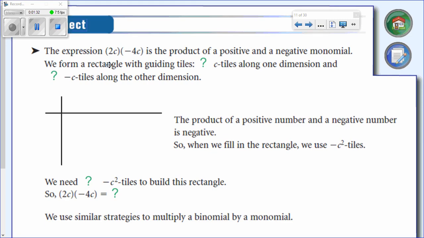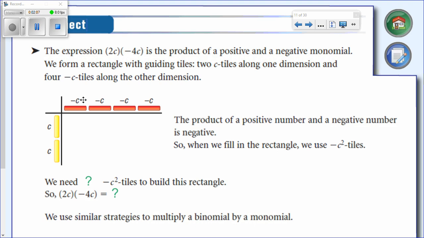The expression 2c times minus 4c. So what changed here? Before we had a positive and a positive, now we have a positive and a negative. We're okay with that. Okay, so it's the product of a positive and negative monomial. We form a rectangle with, okay, so we're going to have some positive tiles and some negative tiles. So we're expecting to see some yellow ones and some red ones. Okay, so here's the 2c and here's the minus 4c.